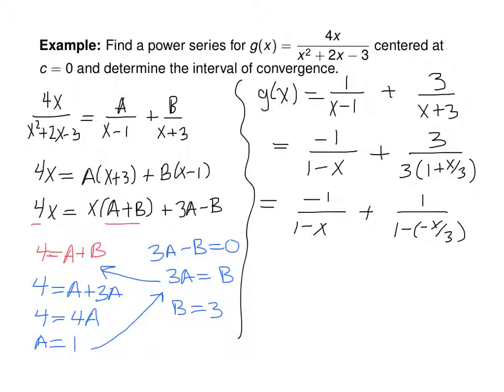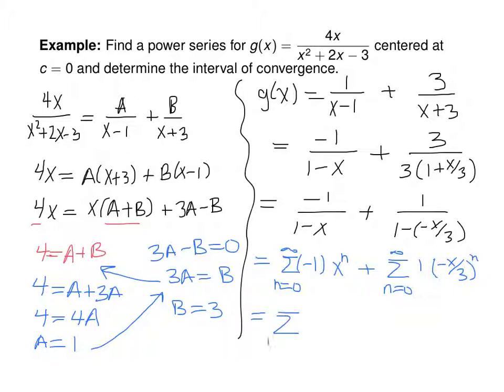So now this first series will sum to be a sum from n equals 0 to infinity. Negative 1 is my a. I'll just have x to the n. The second one, sum 0 to infinity, 1 is my a, and we'll have negative x over 3 to the n. So that's the same thing as the sum from n equals 0 to infinity, negative 1 plus negative 1/3 to the n, all multiplied by x to the n.